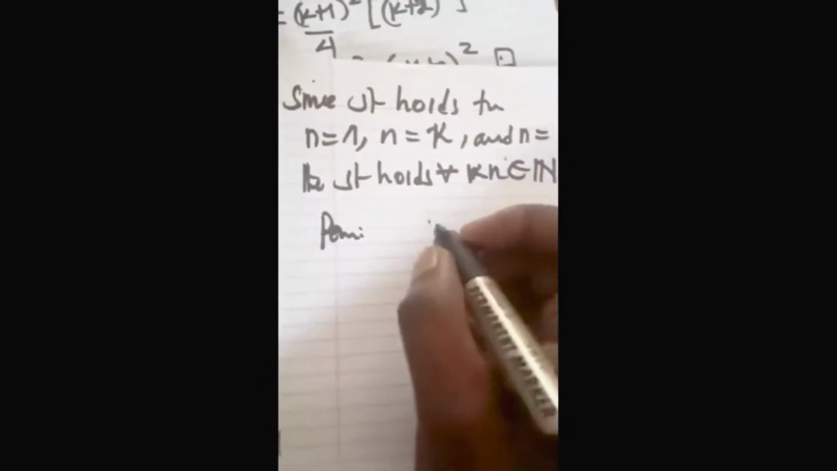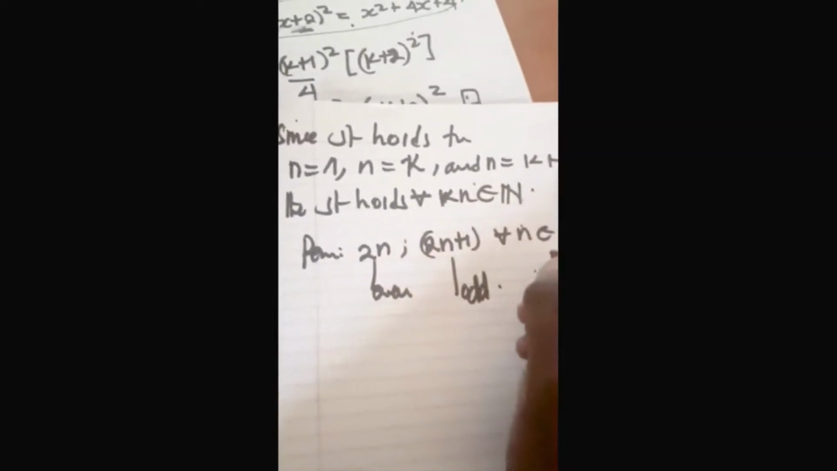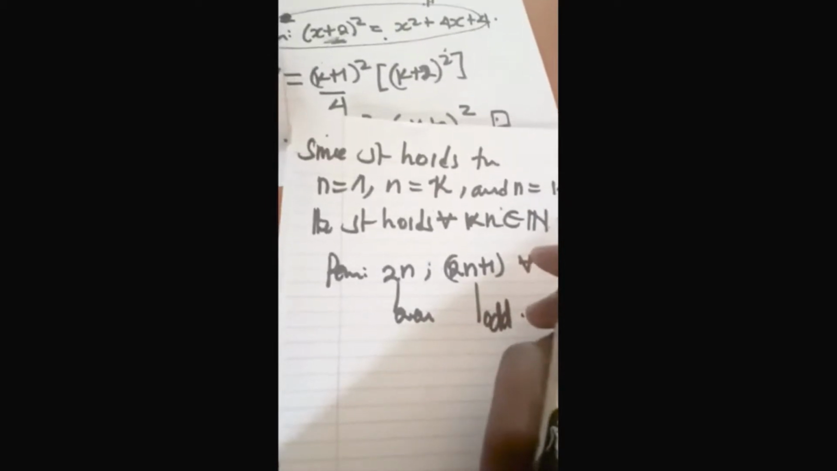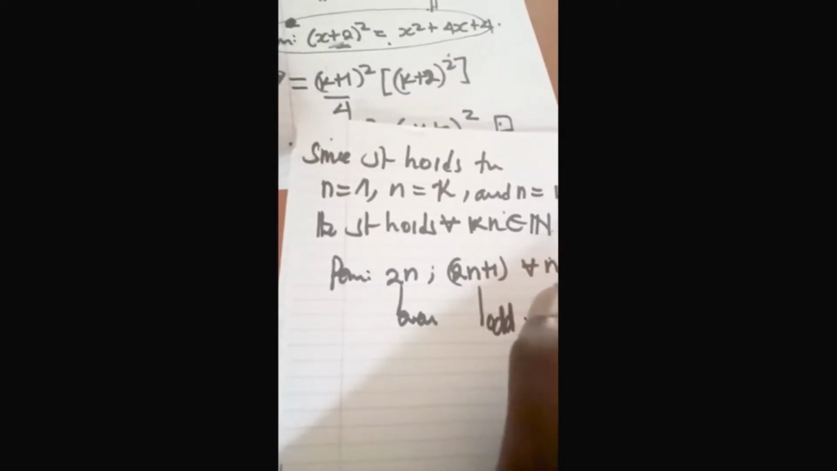If you remember, we said an even number is written as 2n, and an odd number is written as 2n plus 1. And we said for every n coming from the natural numbers, this is how we write an even, and this is an odd number. So we are going to apply this concept now to be able to know what to do next.